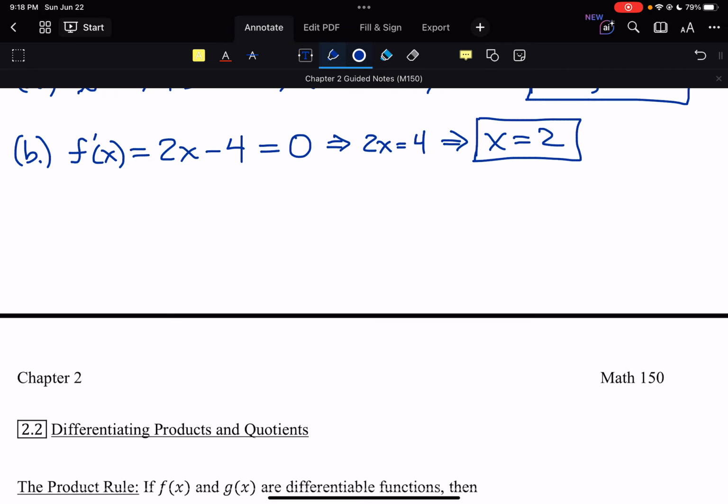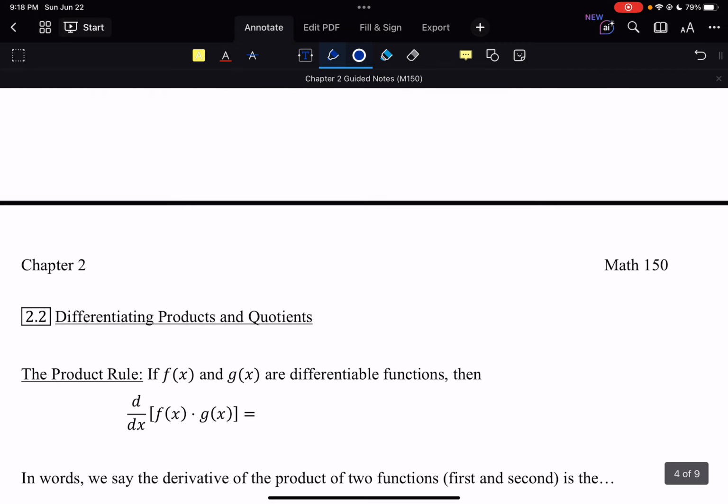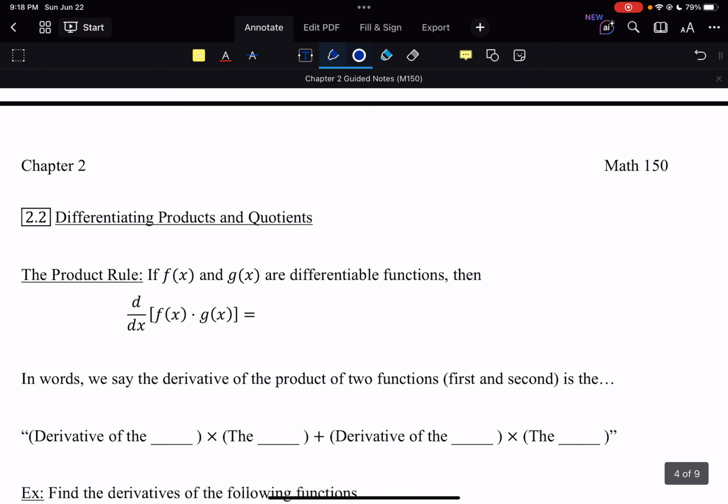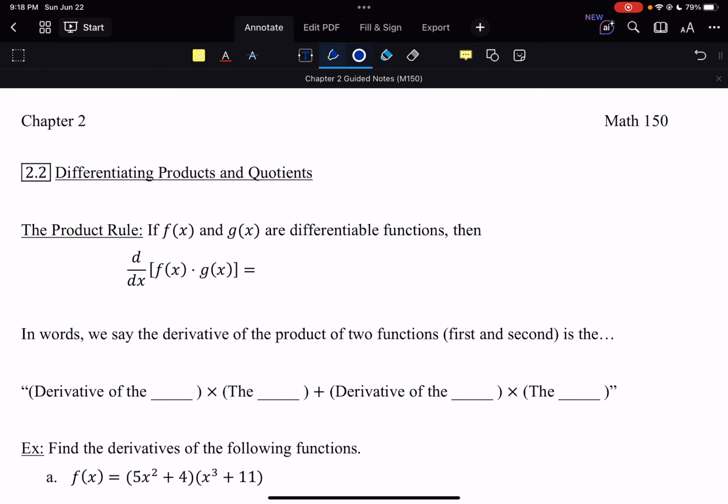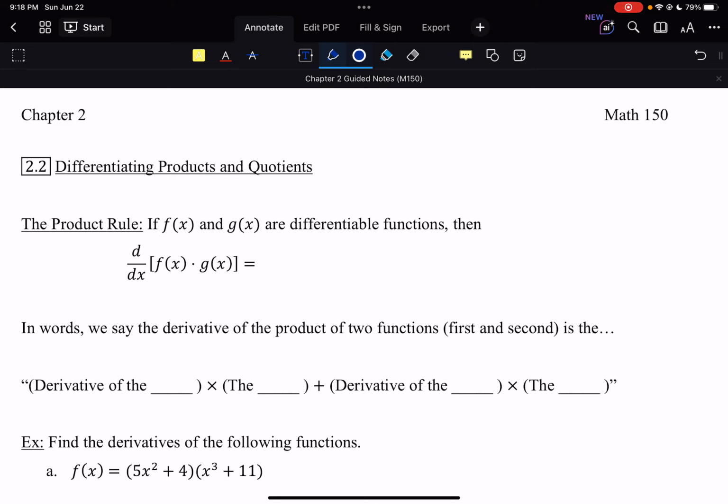So that takes us to the end of section 2.1. Let's go ahead and move on to section 2.2 with types of functions that get a little more complicated. We've talked about what happens when you multiply constants by x's, right, by functions. We've talked about what happens when you add and subtract functions together. Now we're going to look at what happens when you multiply functions together.